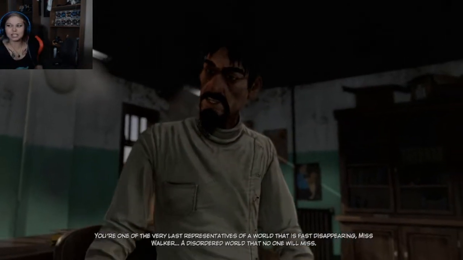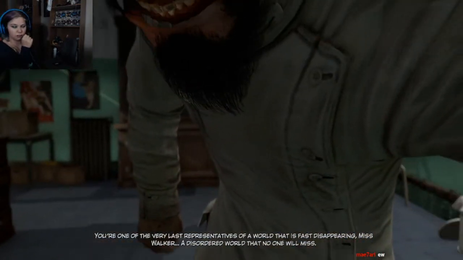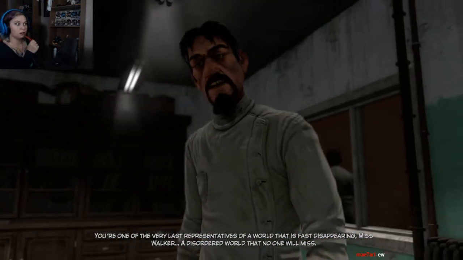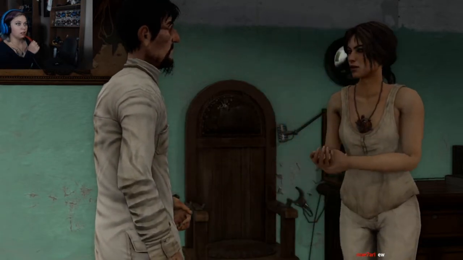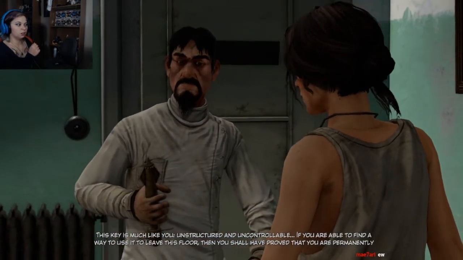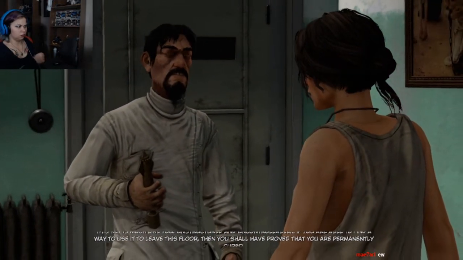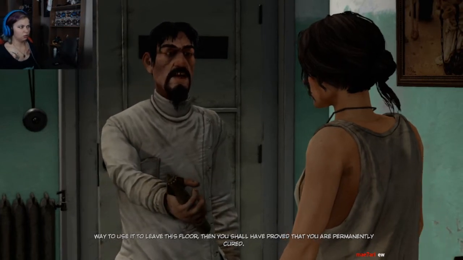Oh, I don't like this guy at all! Representatives of a world that is fast disappearing, Miss Walker. A disordered world that no one will miss. This key is much like you, unstructured and uncontrollable. If you're able to find a way to use it to leave this floor, then you shall have proved that you are permanently cured.